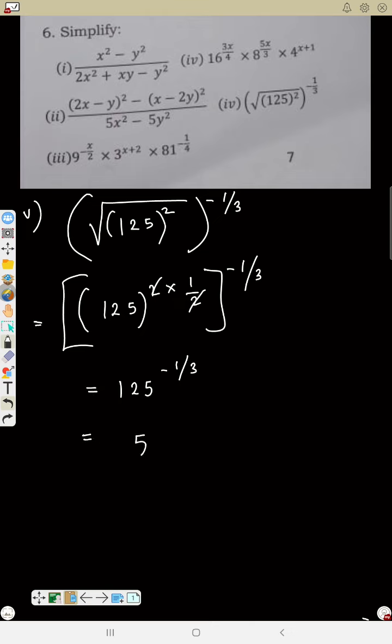Now 125 is 5 raised to power 3, 5 times 5 times 5, times minus 1 over 3. Now 3 will cancel out 3, so it will remain 5 raised to power minus 1. And 5 raised to power minus 1 is 1 over 5. So that is the answer. Thank you.